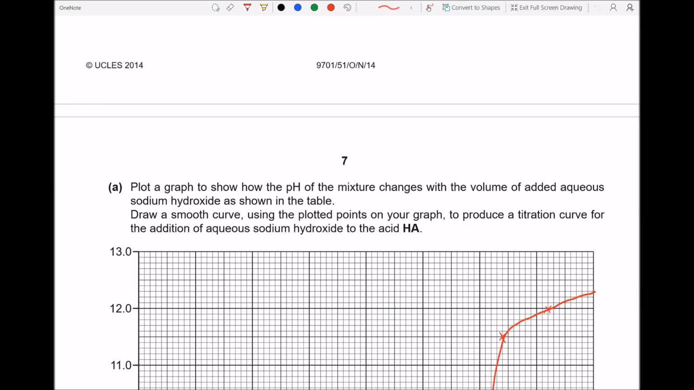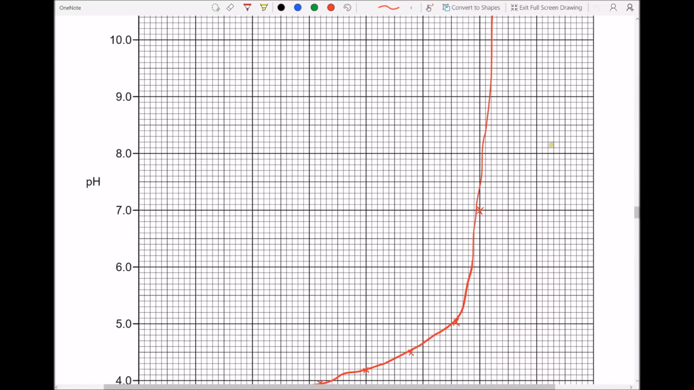Now, for speed, I've already plotted the graph, because it says plot a graph to show how the pH of the mixture changes with the volume of added aqueous sodium hydroxide as shown in the table. So you draw a smooth curve. I've tried to draw it as smooth as I can with the limitations that I've got on this. It says using the plotted points on your graph to produce a titration curve for the addition of aqueous sodium hydroxide to the acid HA. So this is my graph. Your graph may be slightly different.